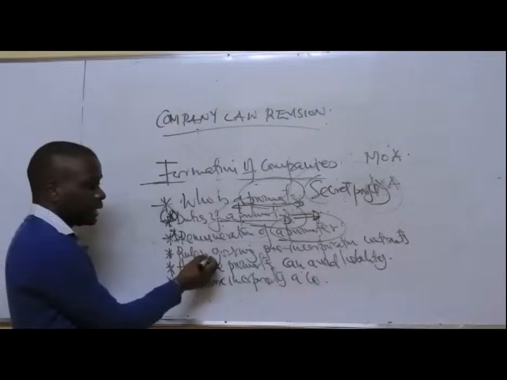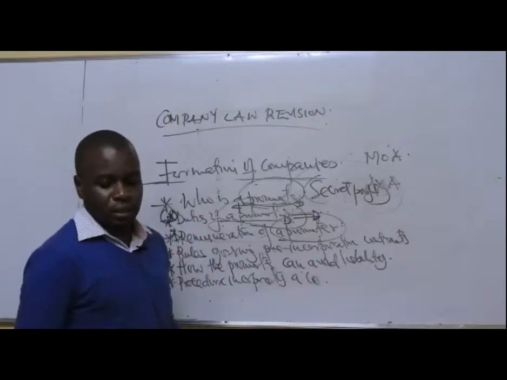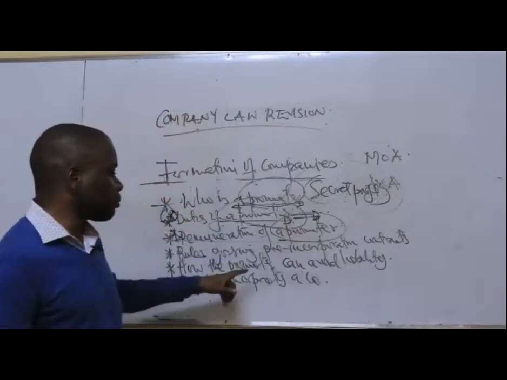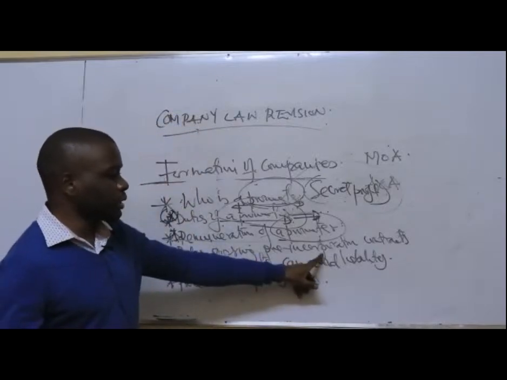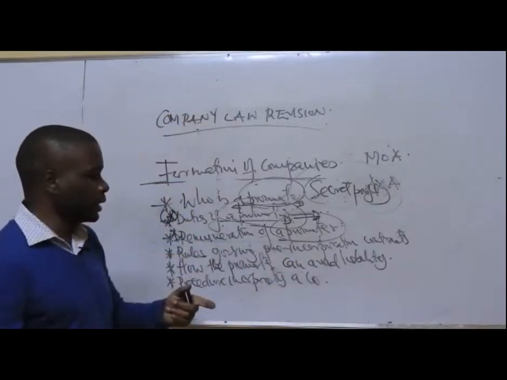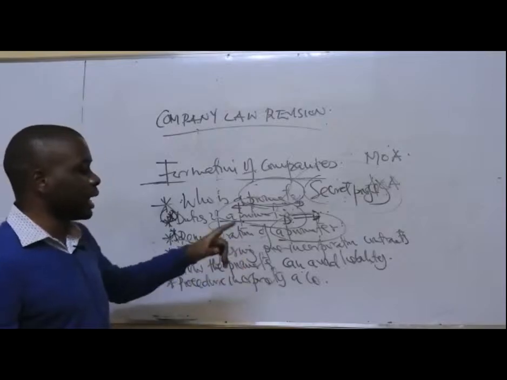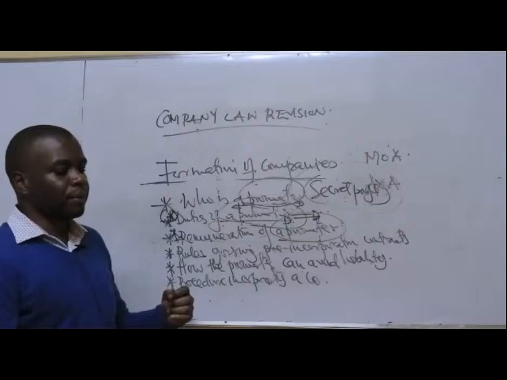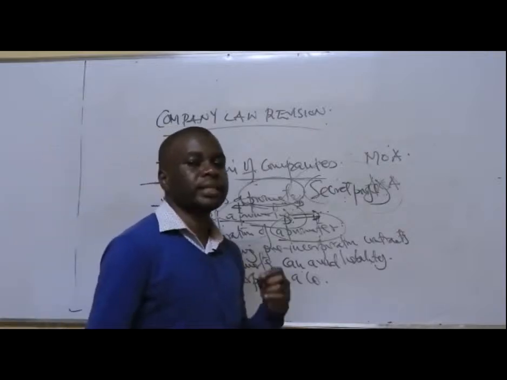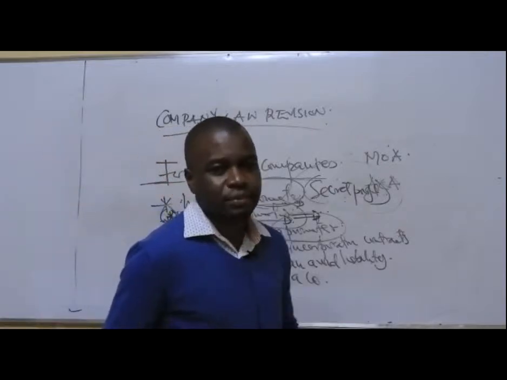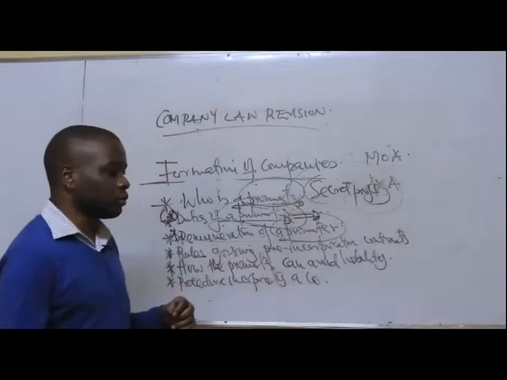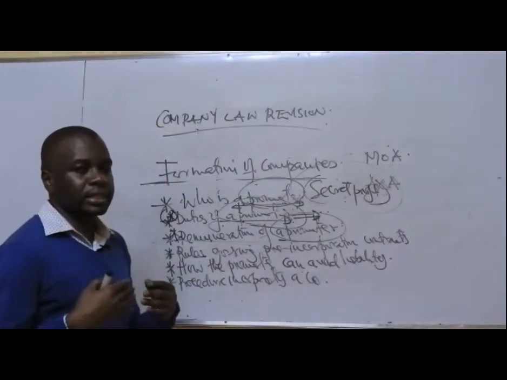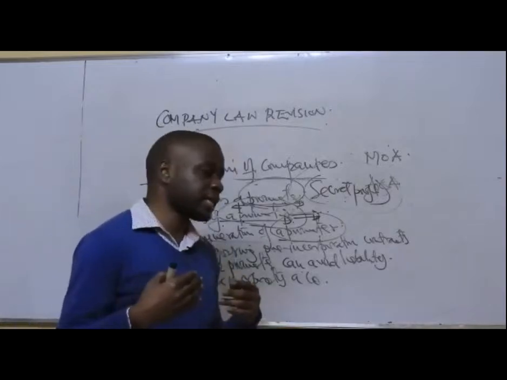Rules governing pre-incorporation contracts. What is a pre-incorporation contract? Just from the word pre-incorporation, what is incorporation? Registration of the company. So this contract simply means it happened before the company was incorporated. A company will be seen to have been incorporated when it gets what we call a certificate of incorporation from the register of companies. Anything that happens before that time and the date indicated on that certificate is pre.